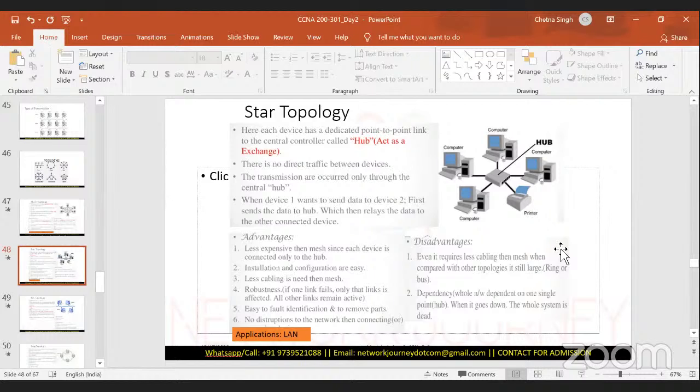So what are the advantages? It is less expensive than mesh since each device is connected only to a hub. The installation and the configuration is very easy. The cabling requirement is very less.